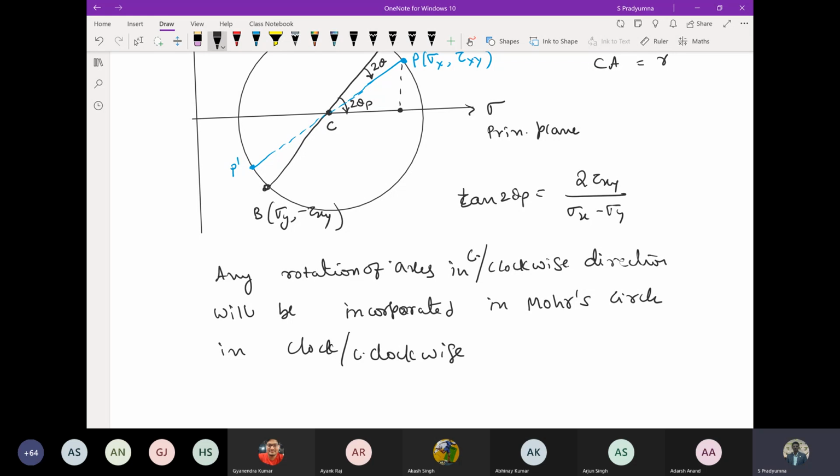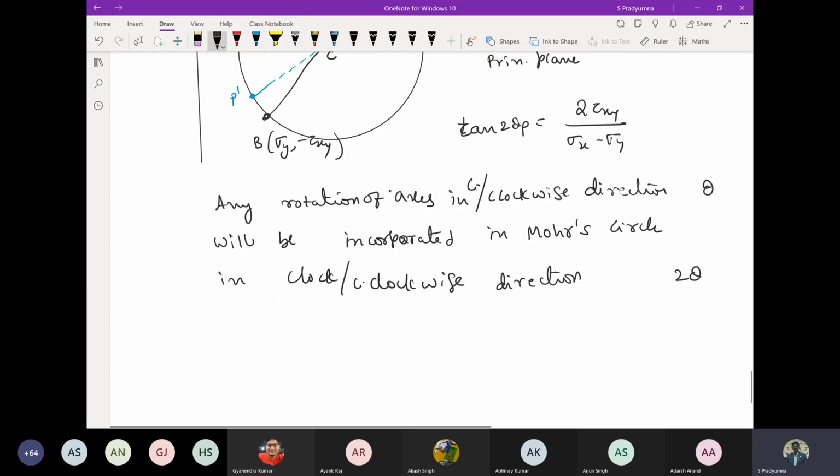So are you understanding this? Any rotation of the axis, if you make it counterclockwise in the axis, in the Mohr circle you are making it in the opposite direction. So that's what you have to understand. It will be incorporated in the Mohr circle in the clockwise or counterclockwise direction. So we make theta in this, you make 2 theta in this direction. So 2 theta, these are the only changes you have.